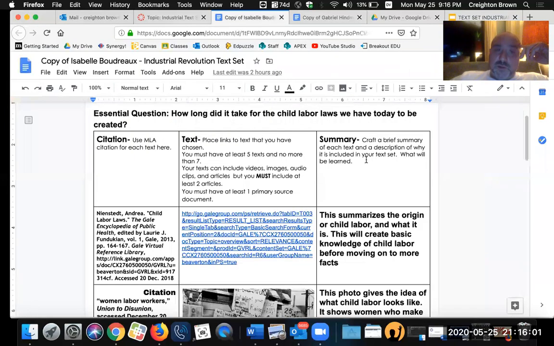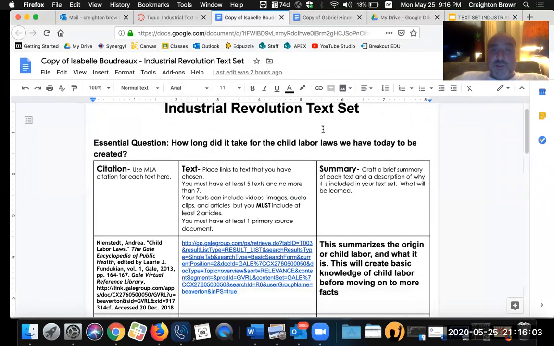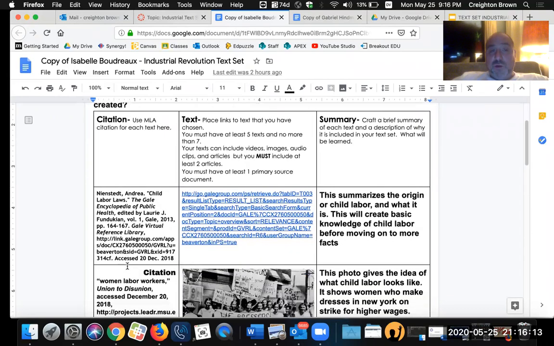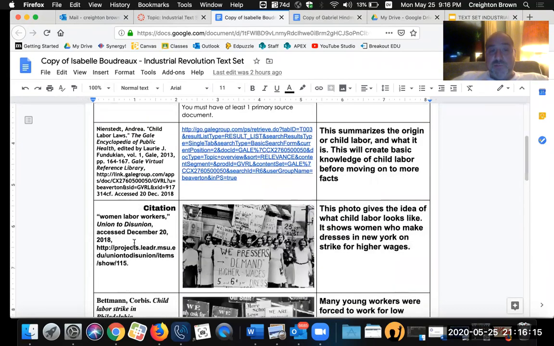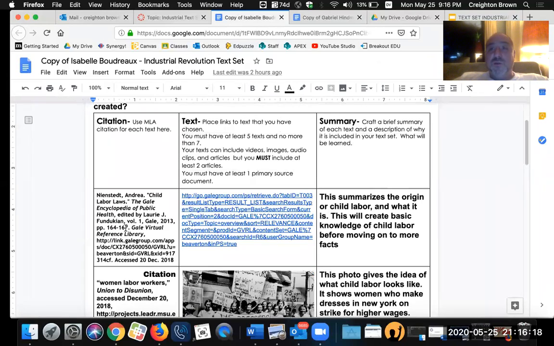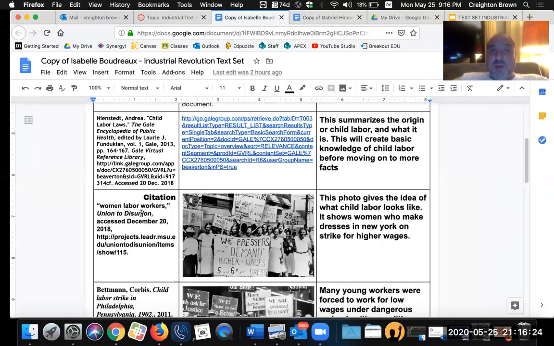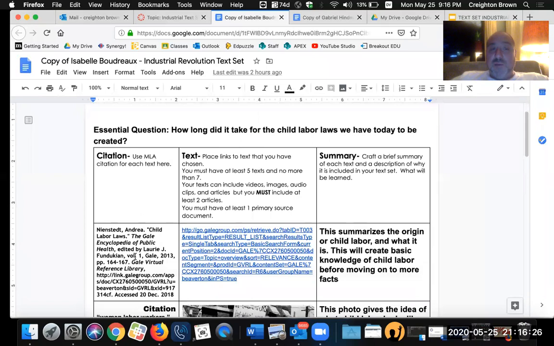The first one, and this is the exact same sheet that you guys are going to be getting in a little bit, has 3 columns. The first column is where you're going to do citation. We will show you how to do it. It's fairly easy. We'll walk you through how to put this all together. And for the most part, it's like copy and paste into this sheet.